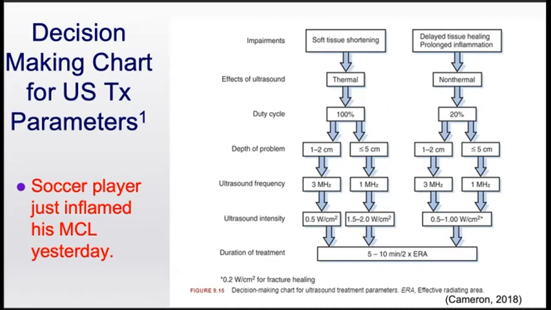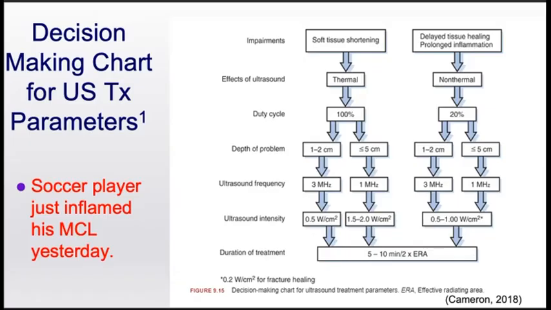Since we want non-thermal, we're going to use 20%. We're going to use 3 megahertz as the frequency. And then the ultrasound machine probably has us set, but we're going to want to use a lower intensity if we have the ability to, just because the patient's likely not going to be able to tolerate a higher intensity if there's that much swelling. Okay, and then we'll plan to do the treatment for say 5 minutes, and we're going to do it in 2 times the ERA, and we'll talk about what the ERA is.